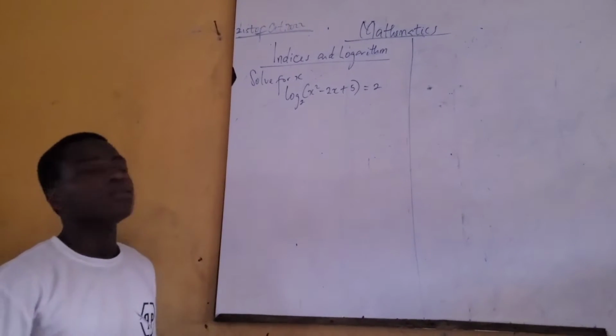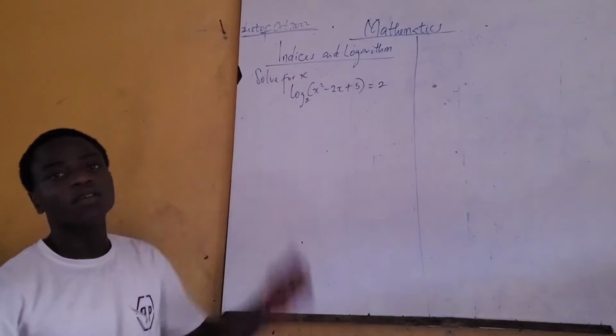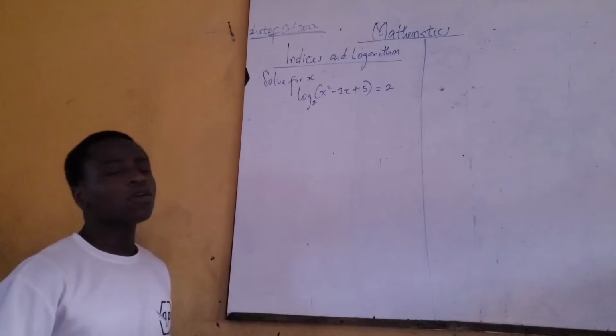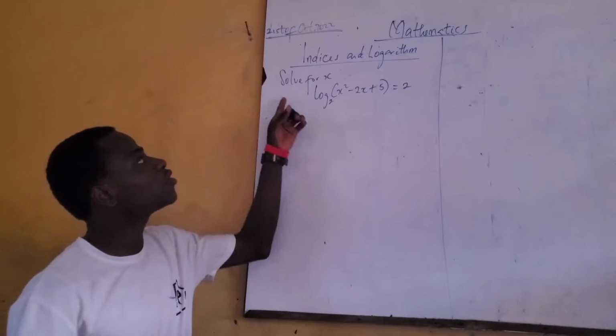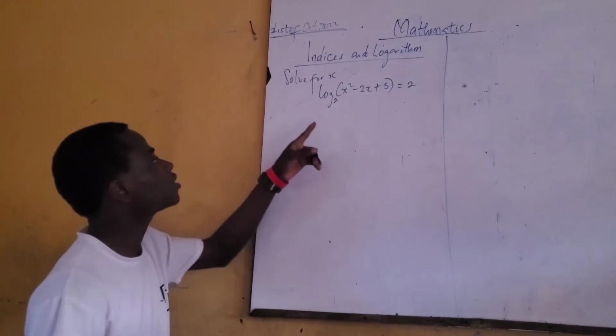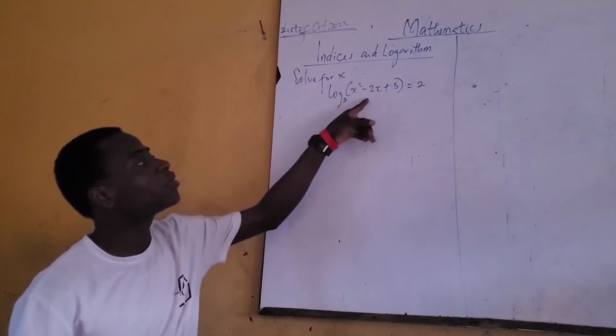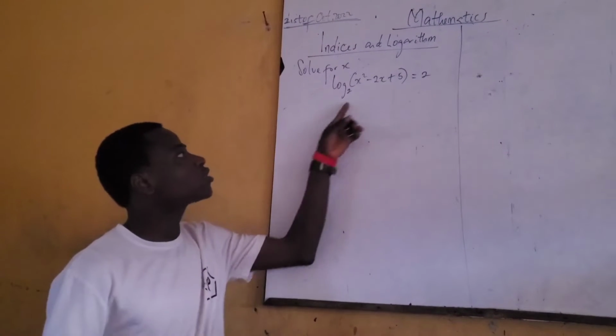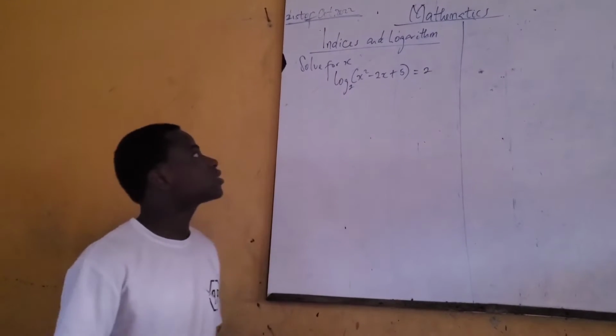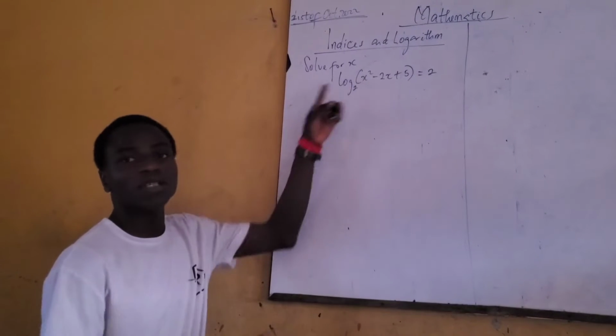Indices and logarithm. Talking about indices and logarithm. Sometimes we can also relate logarithm together with what? Indices. For example, you have to solve for x in this question. You can see, they say log of x squared minus 2x plus 5 in base 2 equals 2. This question mostly comes out in JAMB and WAEC.